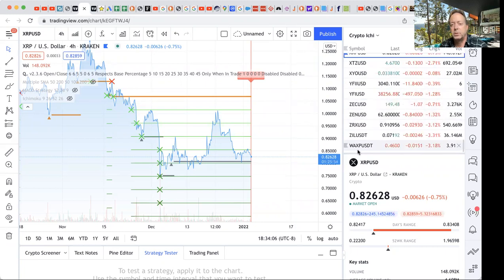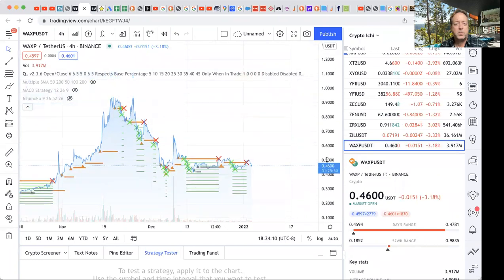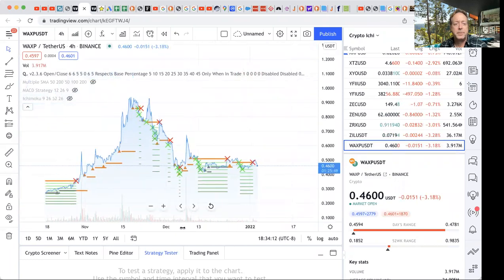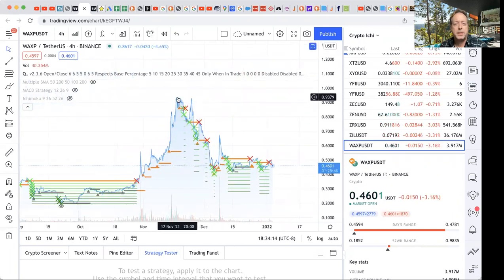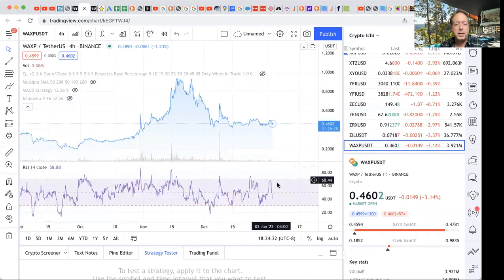So let's go down and we'll take a look at WAXP. And here's how things are laying out for you. You can see the highest point that it's ever reached is 93 cents. And lately, since early December, it's just been chugging along here. It had a little bit of an increase up to 67 cents, but it's been moving around in this area. We'll look at the RSI indicator.